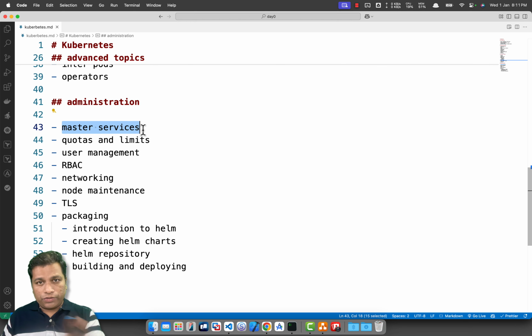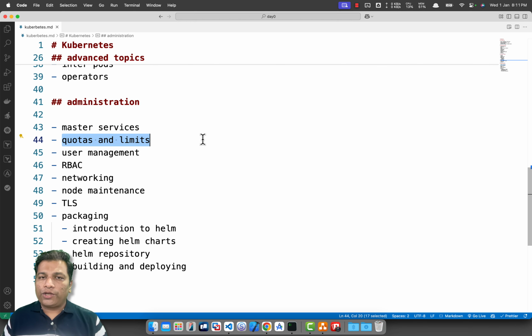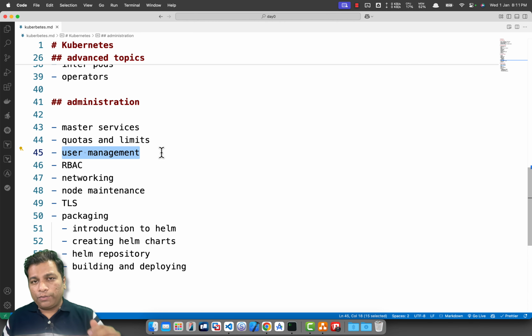understanding advanced topics like service mesh using Istio. We'll understand what you mean by quotas and limits, what you mean by user management, and how to manage the users, their roles and other stuff using something called role-based access control, RBAC it is known as.